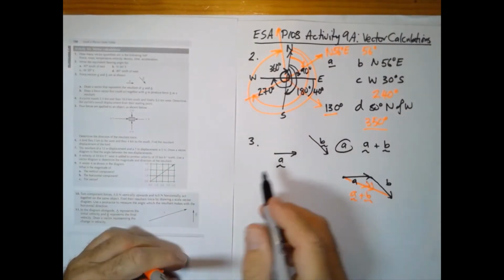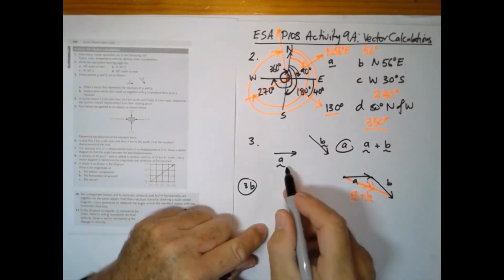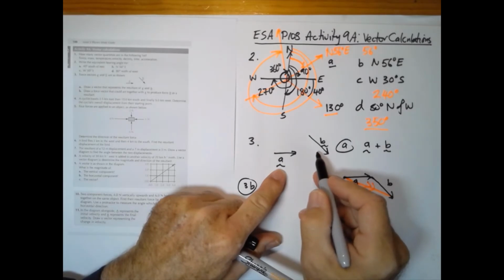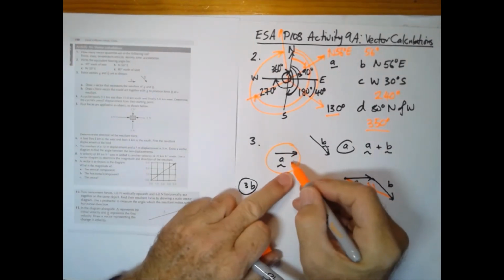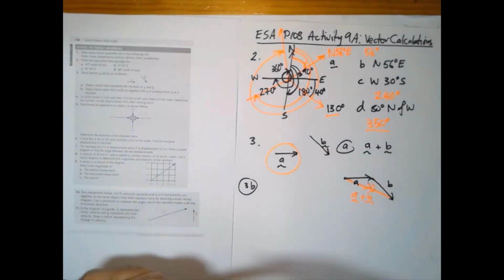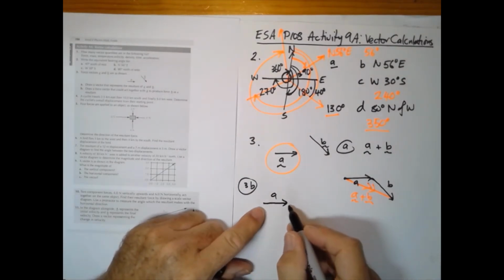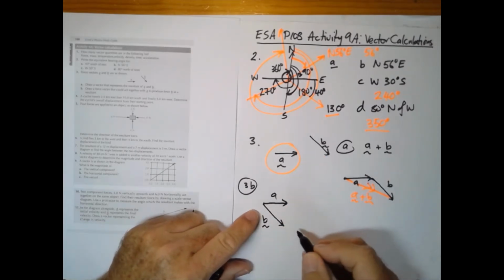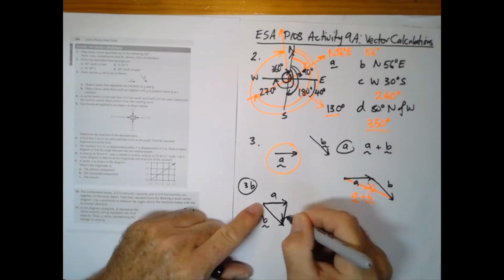3B. Draw a force vector that could act together with A to produce B. So if we start out with this vector A, what would I have to add to this vector to get that vector? So let's draw that, shall we? This vector A plus something is equal to this vector B. This vector plus this vector must equal this vector.